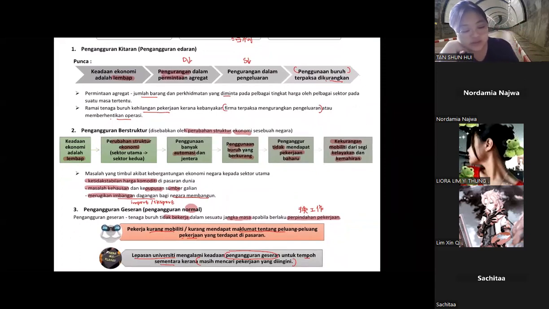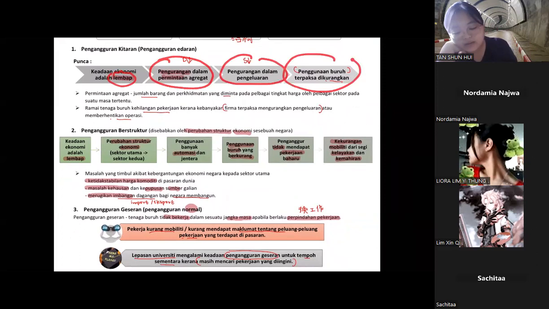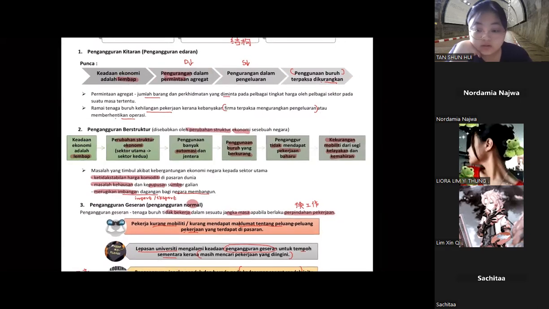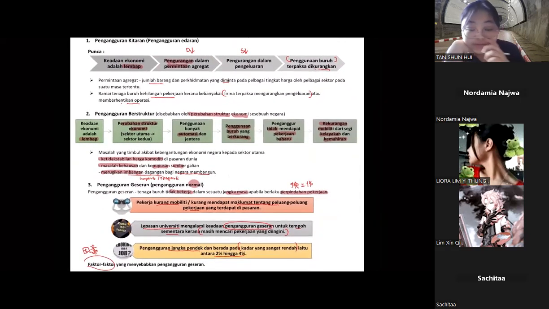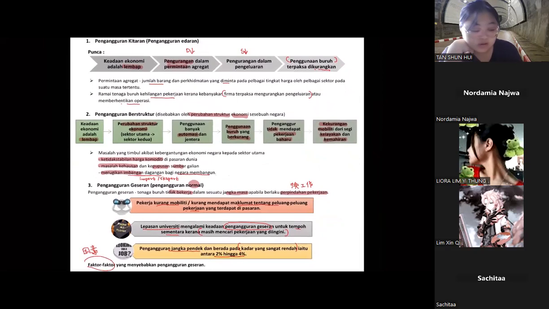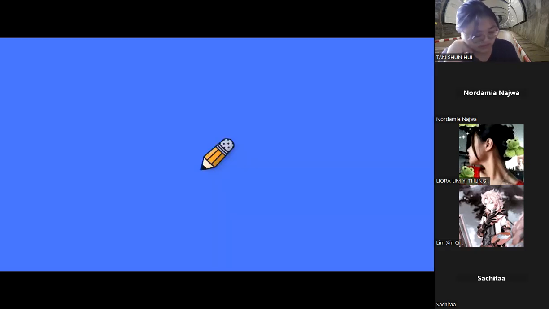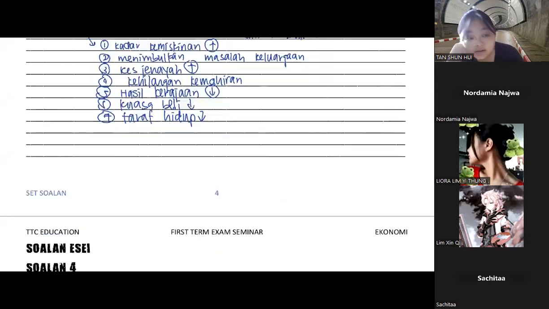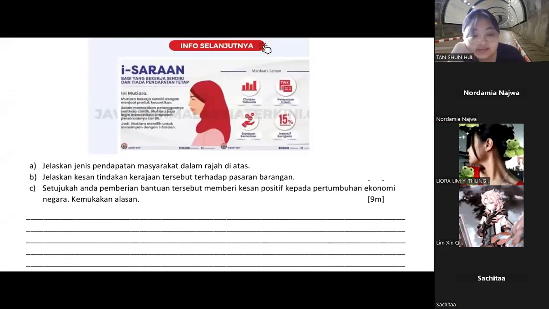So kitaran is when the economy is lembab. So kurang permintaan, kurang pengeluaran, penggunaan buruh terpaksa dikurangkan. All right. Can? These are the 3 reasons. Okay. Let's come back here. And then the leftover 2 essay questions.